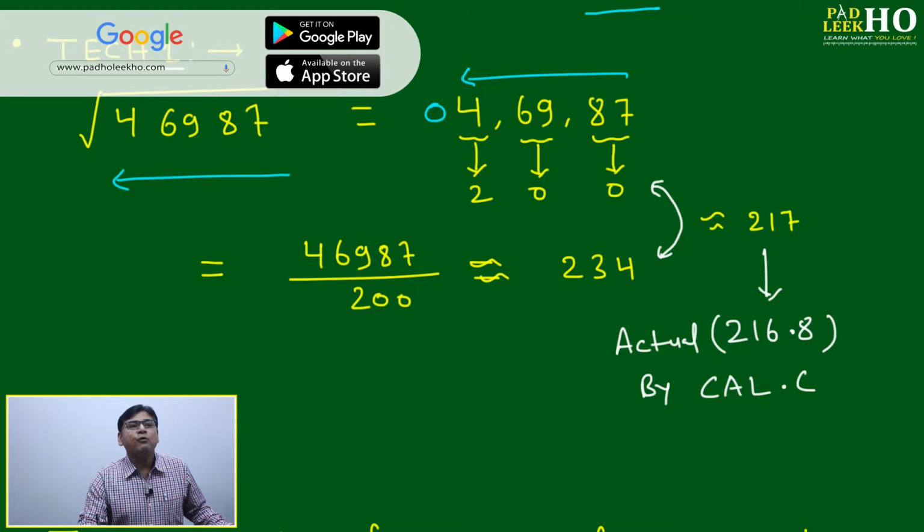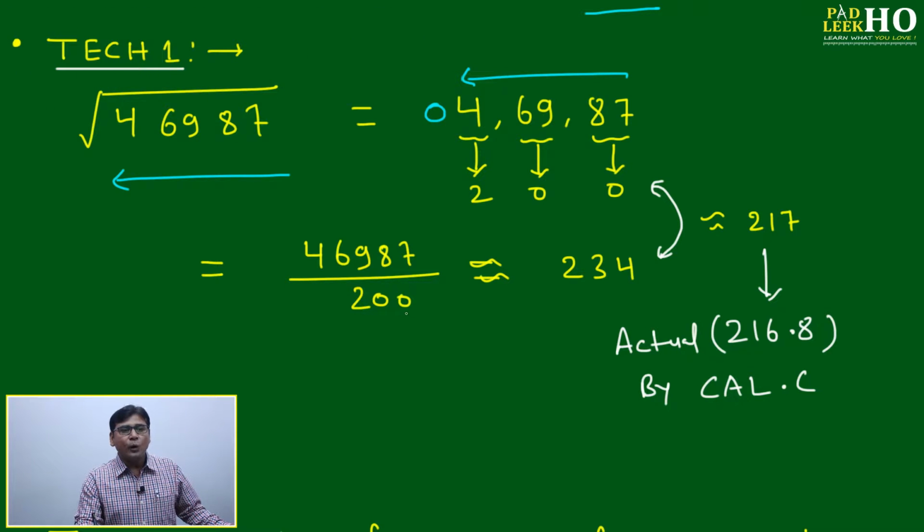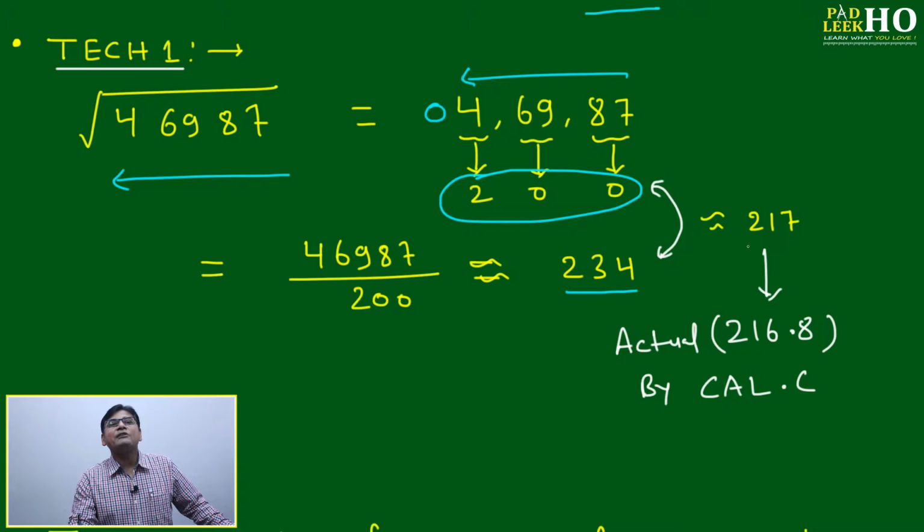Now what you have to do? Divide 46987 by 200, and you will get around 234. Approximate 234. Then you have to take 200 and 234 and take the average value, 217. It is the average value: 200 plus 234 divided by 2.